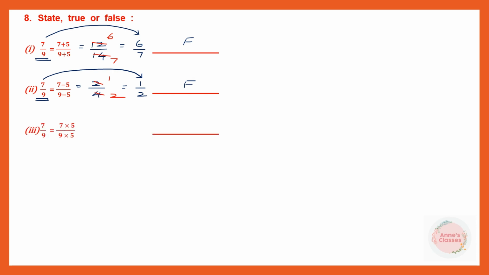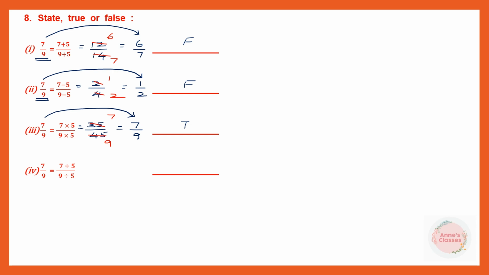and the statement is false. Third one, 7 by 9 is equal to 7 by 9 into 5 in the numerator and into 5 in the denominator. So when we multiply by 5, do we get this back? Let's see. 7 fives are 35, 9 fives are 45. Now reduce both to the lowest term, divide both by 5. 5 sevens are 35, 5 nines are 45. So what's the rational number that we have now? We have 7 by 9. So here we have 7 by 9 and here we have 7 by 9. That means this statement is true.